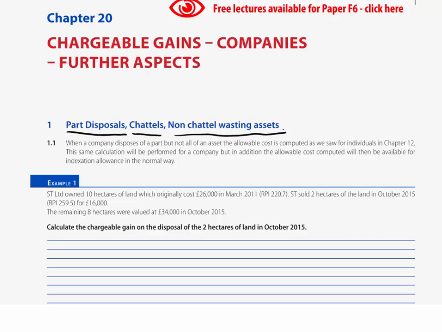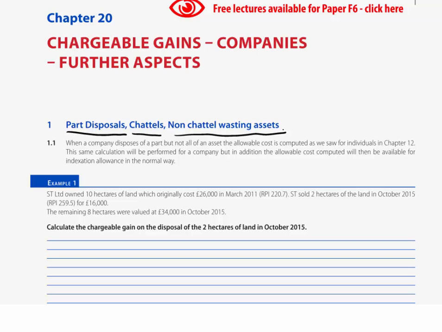Go back again to Chapter 12 and revise what we did there. The only new thing then that we have to deal with, which we'll see once you've done that revision, now in example 1 here below, we'll see that the only new aspect is, if it's a corporate disposal, then having established what that allowable cost figure is, then indexation allowance is available on that cost.